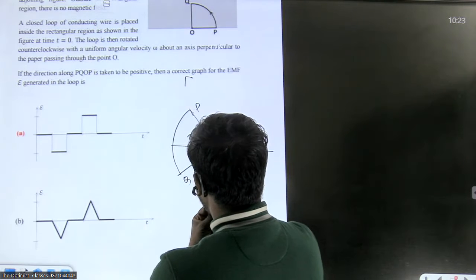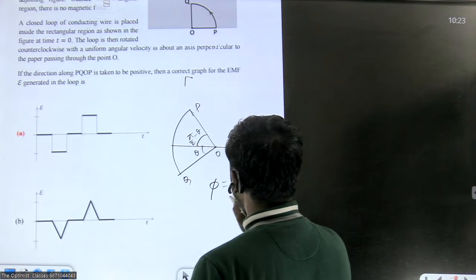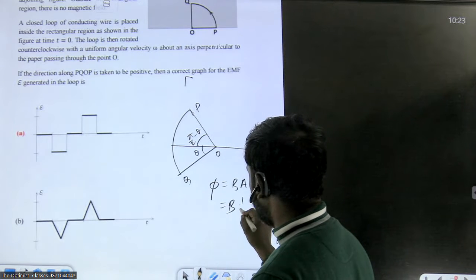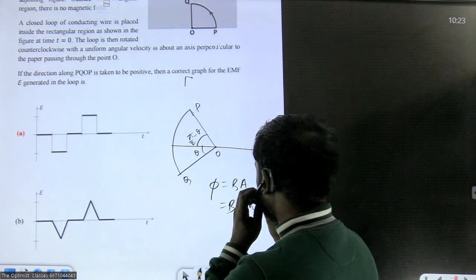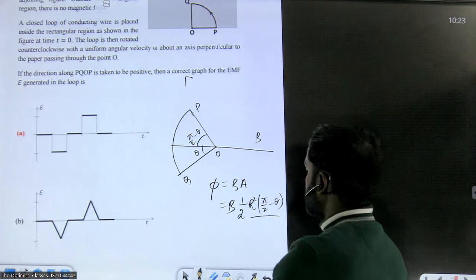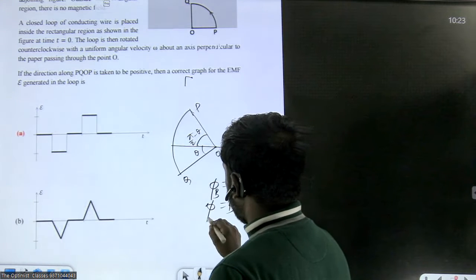So flux we can calculate. Flux is magnetic field into area. So this is the magnetic field, and the area will actually be 1 by 2 r square, where r is the radius, times pi by 2 minus theta. You can check, the area will be equal to this much. That is the area of the sector. All right, so this is the magnetic flux. We can write it as phi b.